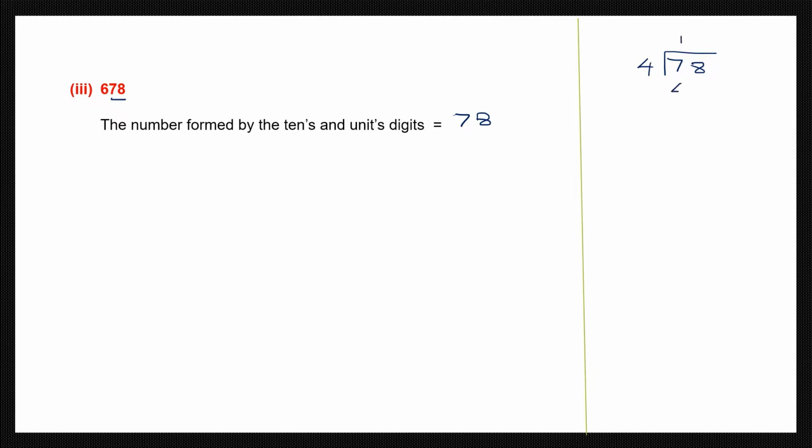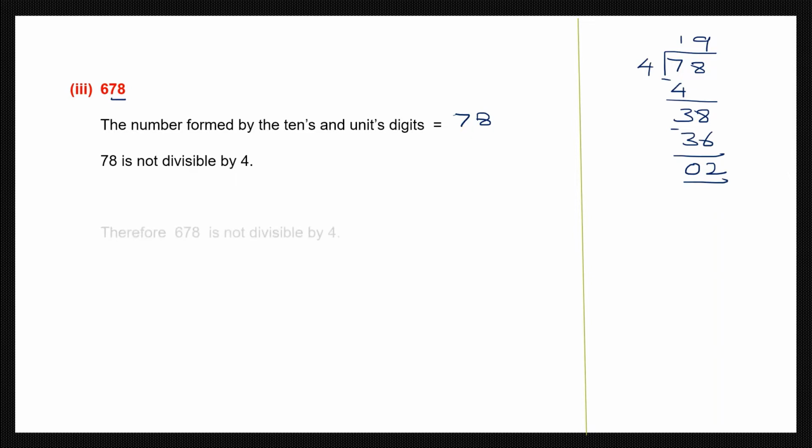Third one, 678. The number formed by the tens and the units digit is 78. Is this divisible by 4? Let's see. We'll divide only 78. You don't have to take 678. So 4 ones are 4, minus, 3, 8. 4 nines are 36. Remainder is 2. That means 78 is not divisible by 4 because we have a remainder 2. So 78 is not divisible by 4. Therefore, 678 is also not divisible by 4.